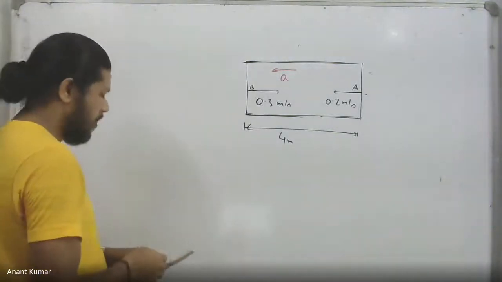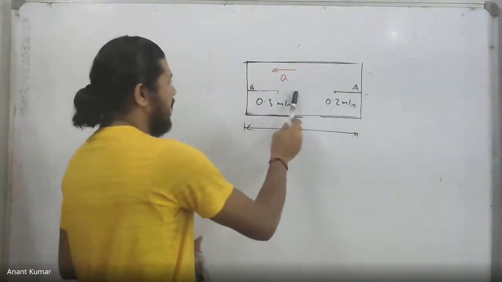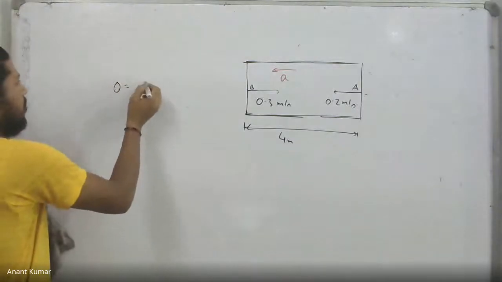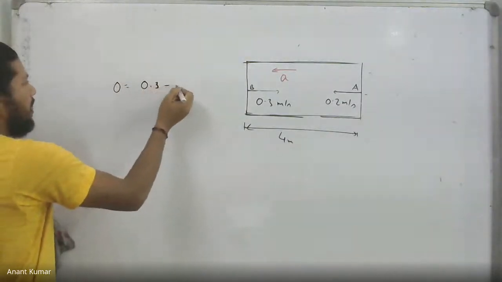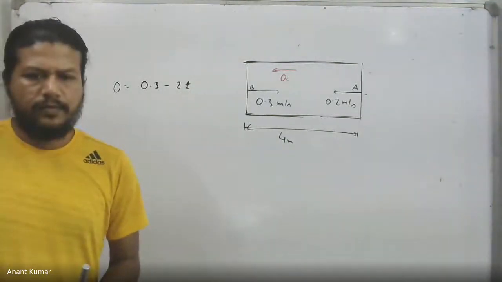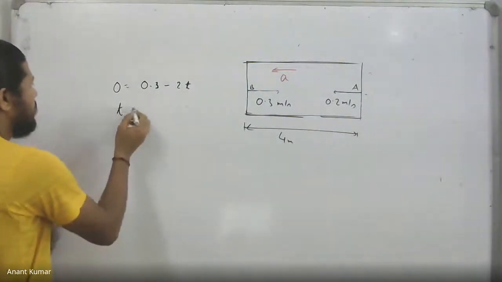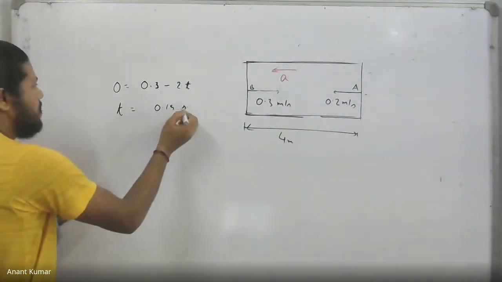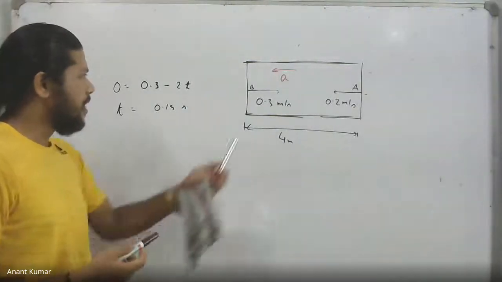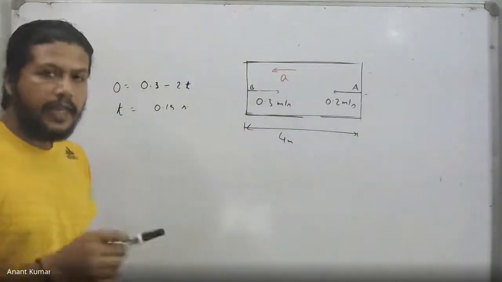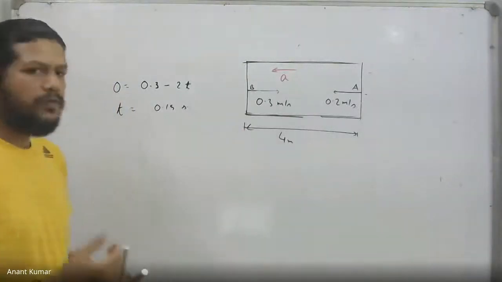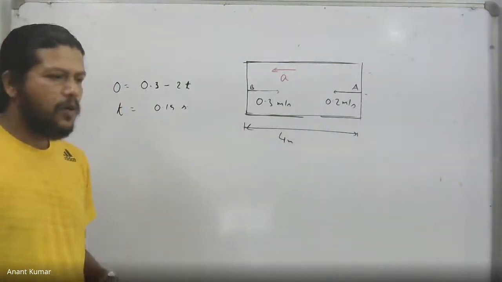In this case, if I find the time after which it comes to rest momentarily with respect to the rocket, I can utilize the equation 0 equal to initial speed 0.3 minus 2 into t. This gives us a time of 0.15 second, which implies that in 0.15 second it will come momentarily to rest. At that point of time, I can find the distance, either by using the formula v square equal to u square plus twice as.